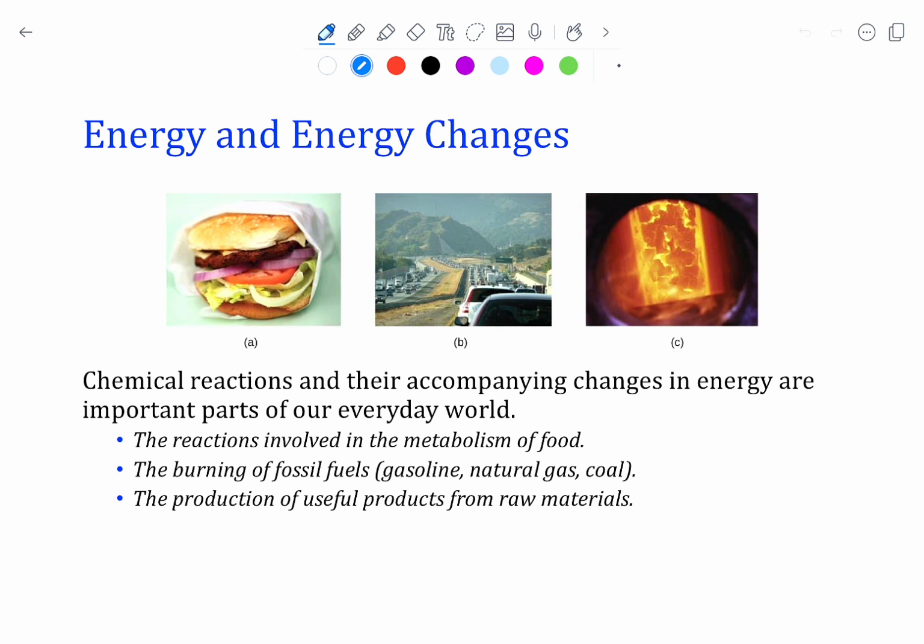Some examples of this are reactions involved in the metabolism of food, right? Food provides our body with energy, so we need to eat in the morning so we have energy throughout the day. We also have the burning of fossil fuels such as natural gas, gasoline, and coal, which help us with driving our cars, heating our buildings, and many other applications. And then we also just have the production of useful products from raw materials.